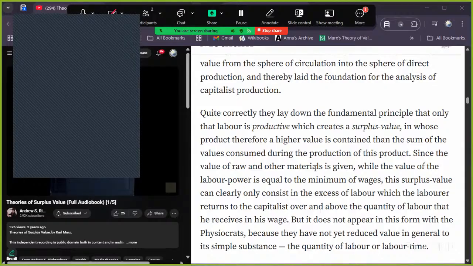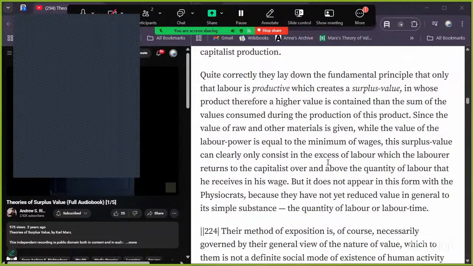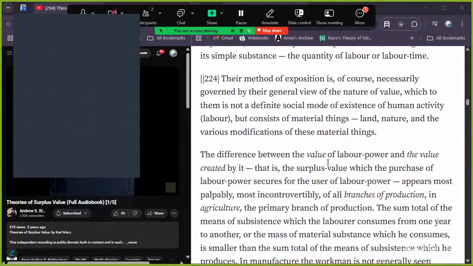Since the value of raw and other materials is given, while the value of the labor power is equal to the minimum of wages, this surplus value can clearly only consist in the excess of labor which the laborer returns to the capitalist over and above the quantity of labor that he receives in his wage. But it does not appear in this form with the physiocrats, because they had not yet reduced value in general to its simple substance, the quantity of labor, or labor time.